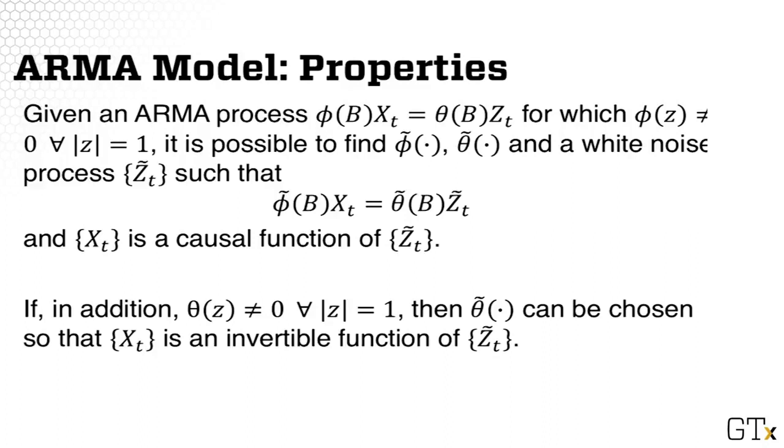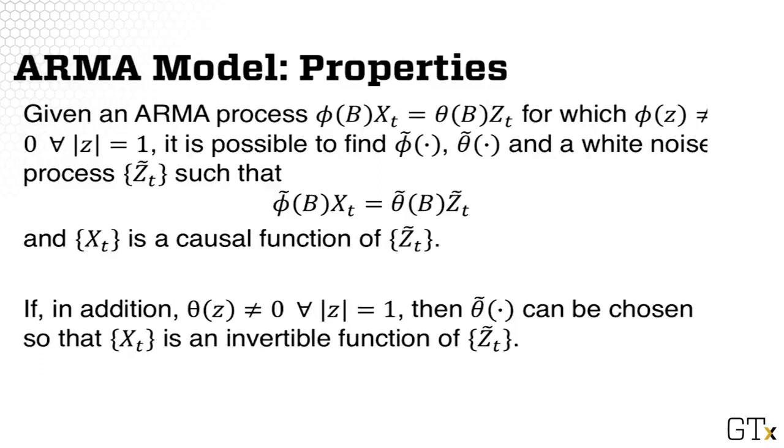Moreover, if the roots of the MA polynomial theta z are not on the unit circle, then theta tilde can be chosen such that the ARMA process with theta tilde as an MA polynomial is invertible. What can we learn from this property? We can learn that any stationary ARMA process can be transformed into a causal process.